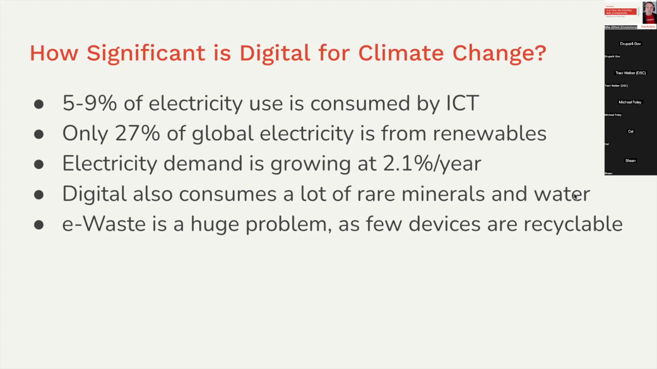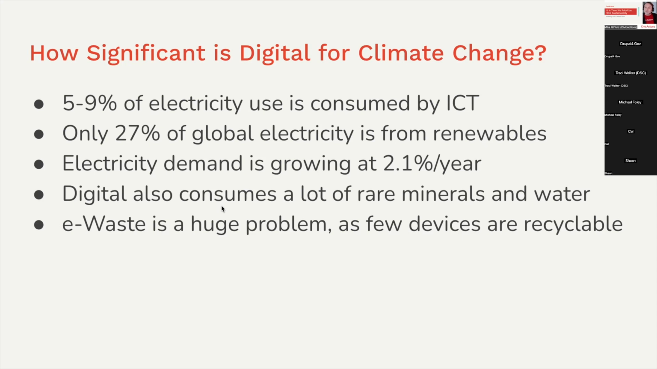So how digital is digital for climate change? Essentially, between 5 and 9% of electricity use is consumed by information and communications technology. At the moment, only about 27% of global electricity comes from renewable sources. We also know there's exponential growth in this technology, and that electricity demand is growing at a pace of more than 2.1% per year.